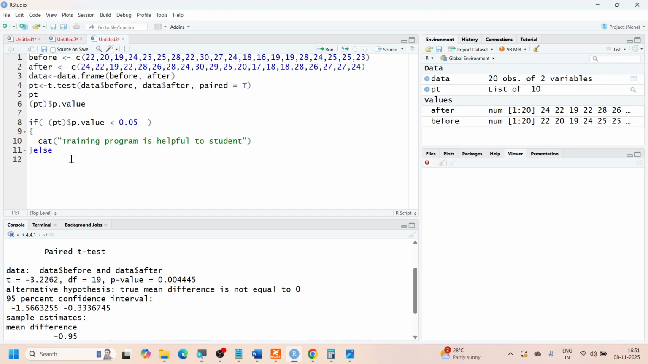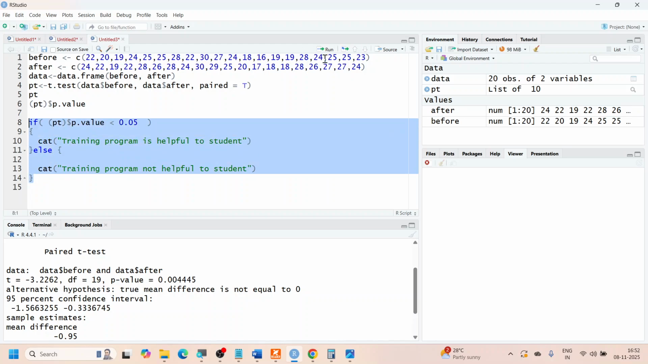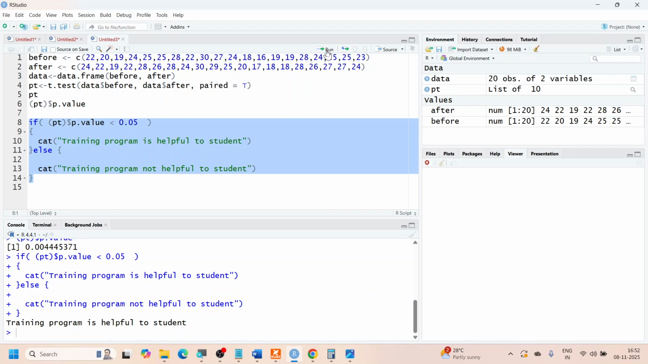Else, I will not type it again, I will say that the training program was not helpful to the students. So these two values you take, I'm going to select it and run it. Training program was helpful to the student. We are rejecting the null hypothesis, and we are saying that the program was helpful to the student. This is what you are supposed to do.